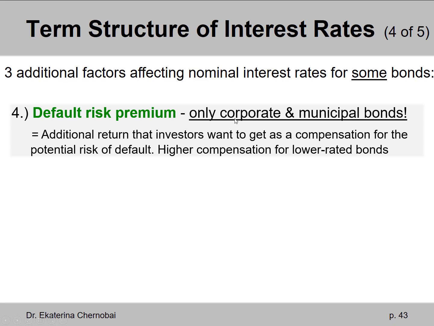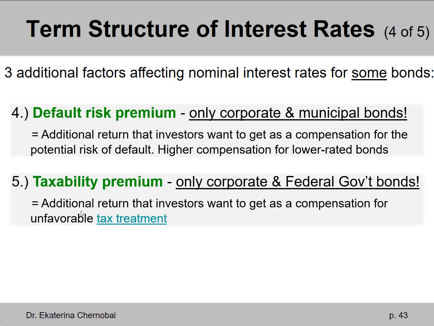So corporate bonds and municipal bonds, those that include this default risk, they have this default risk embedded in them. They will be offering a better return, a higher nominal interest rate, than the other types of bonds. So what's left here? The federal government bonds.